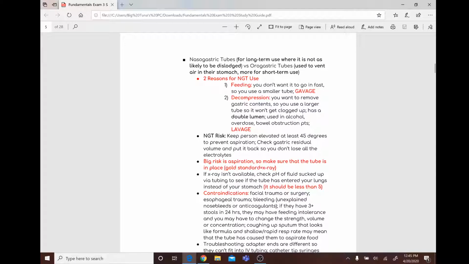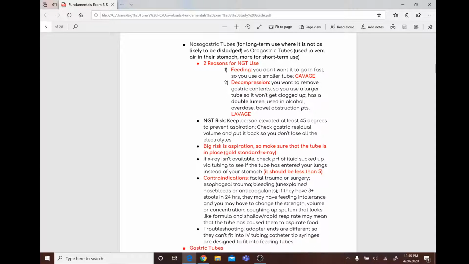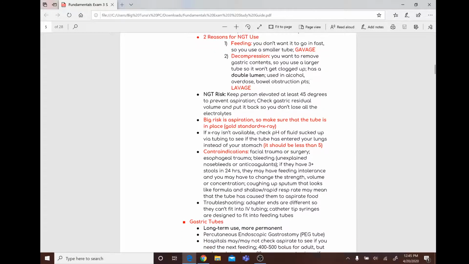What are the nasogastric tube risks? Keep head elevated at 45 degrees to prevent aspiration. Check gastric residual volume and put it back so you don't lose all the electrolytes. What's the biggest risk of NG tubes? Aspiration. How do we make sure that the NG tube is in place? Gold standard is X-ray. If you don't have an X-ray, pH of fluid sucked up via the tubing has got to be less than 5. What are some contraindications for NG tubes?